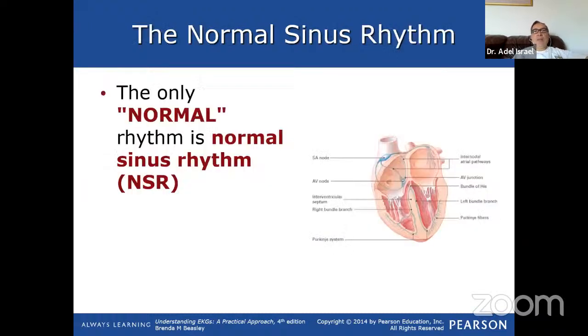Then, as I told you, when we find everything as normal, this is what we call normal sinus rhythm. What is the abbreviation? NSR. N stands for normal, S stands for sinus, R stands for rhythm. Is it clear? Any questions so far? All right.